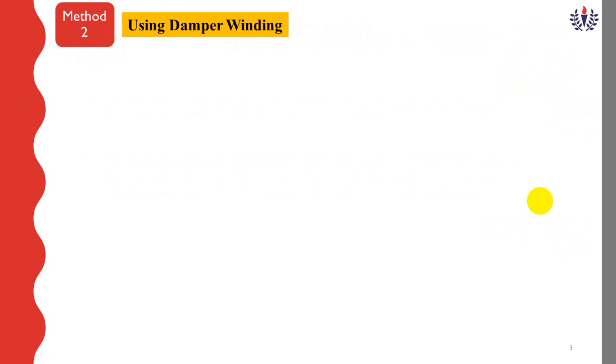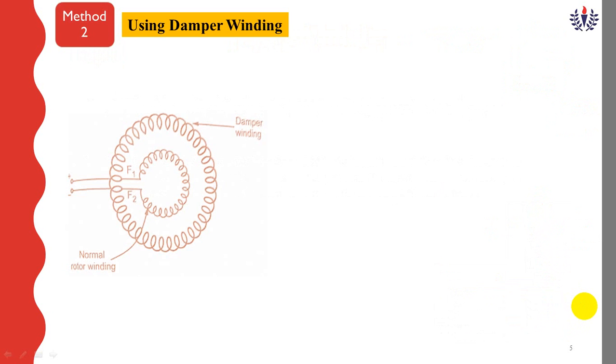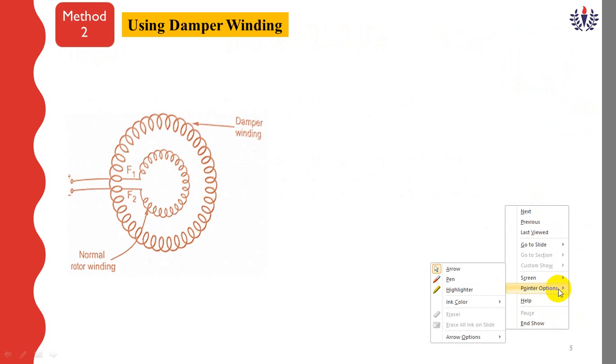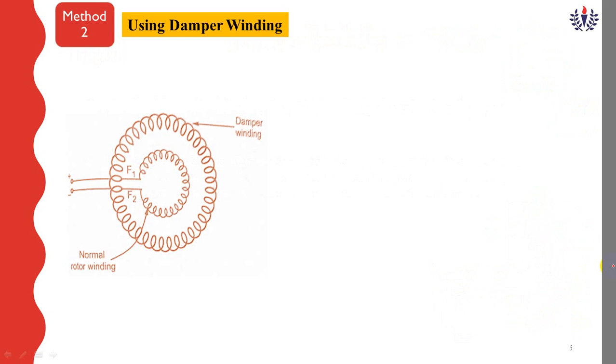Method 2 will be damper winding. What does a damper winding mean? You see this arrangement. This is a circle they have given. This is a field winding, inside, the field. This is a rotor field winding. And this one will be a damper winding.